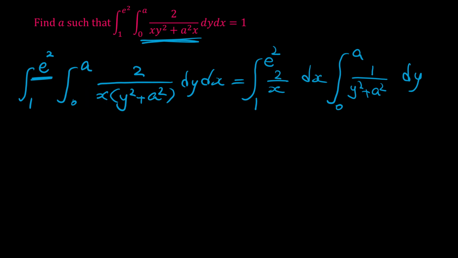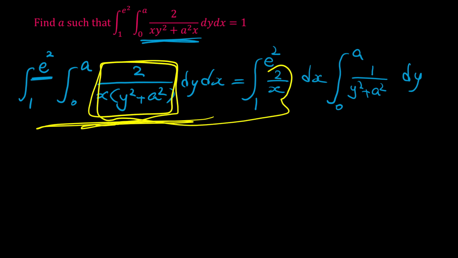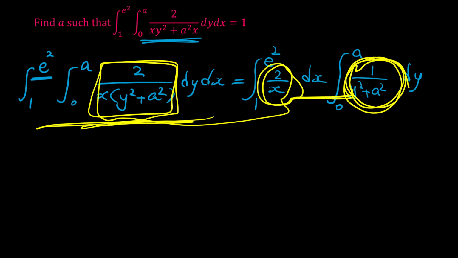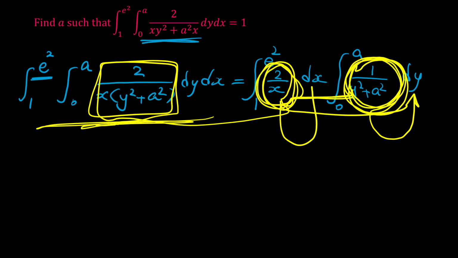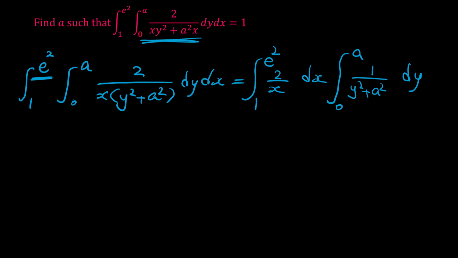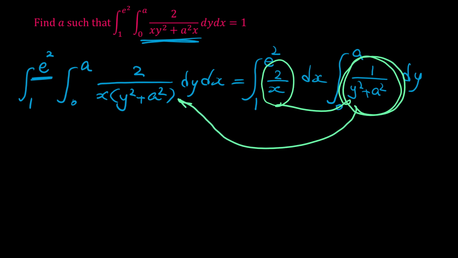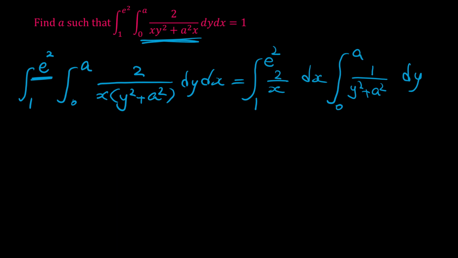Please pay attention again. We can use this technique only when this function can be written as the product of two parts. One part is only in terms of one variable, the other part is in terms of the other variable. Note that if we multiply 2 over x by 1 over y to the 2 plus a to the 2, we get the original function that we had here. Now we have to find these integrals.